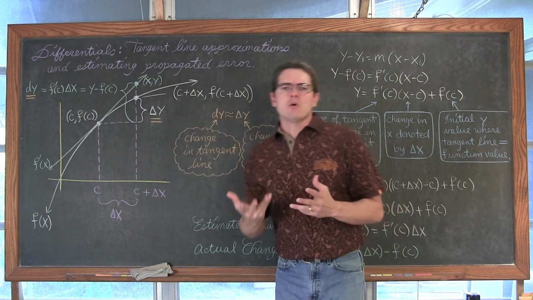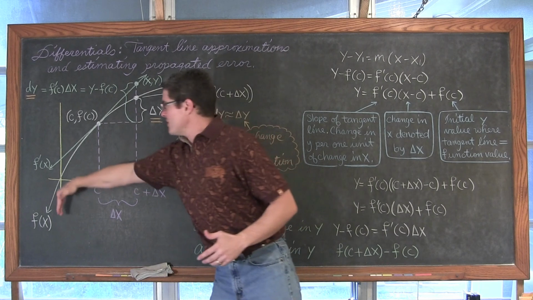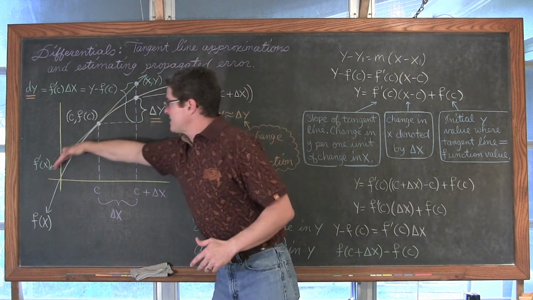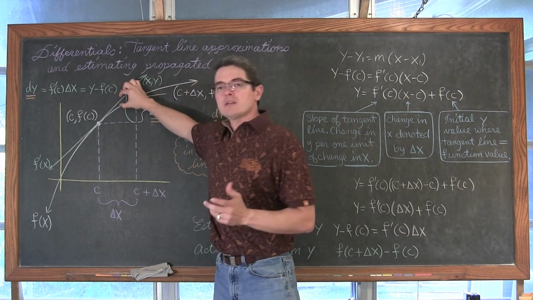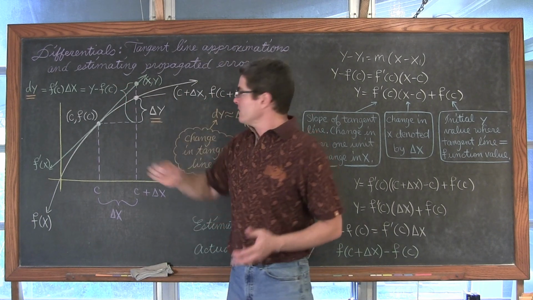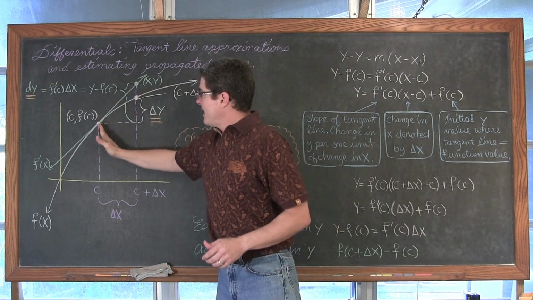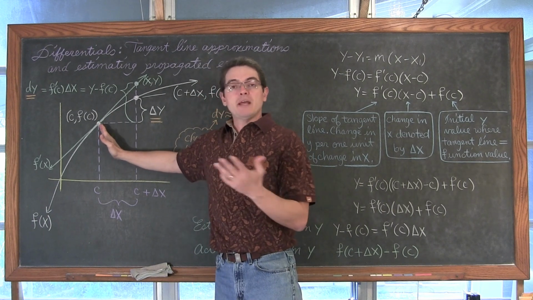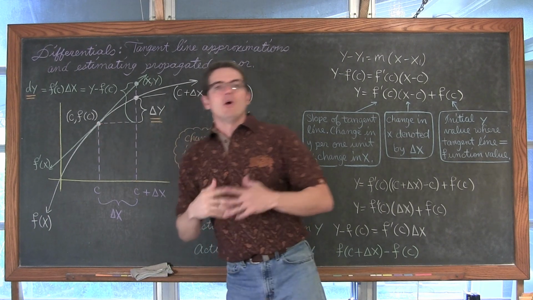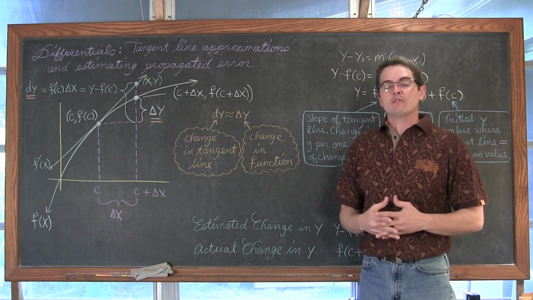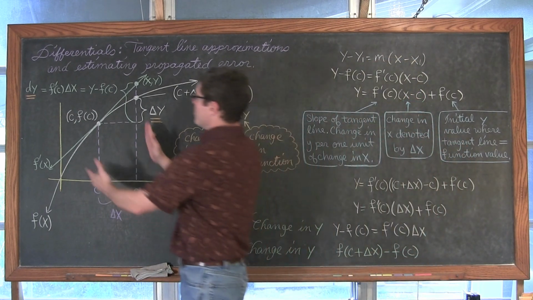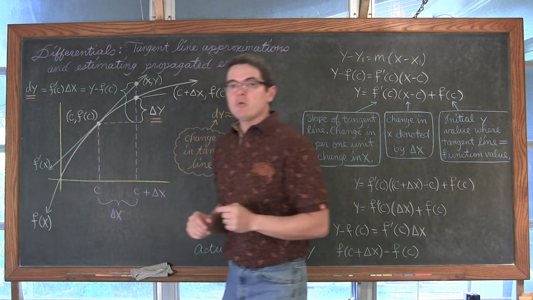But as you can see from my drawing, if your function is curving all over the place and a tangent line is linear, the estimation that the tangent line is going to give you is only going to be somewhat accurate as you are close to your tangent point. So we can't always use tangent lines to estimate values or changes in values of a function. It has to be pretty close to that point of tangency.